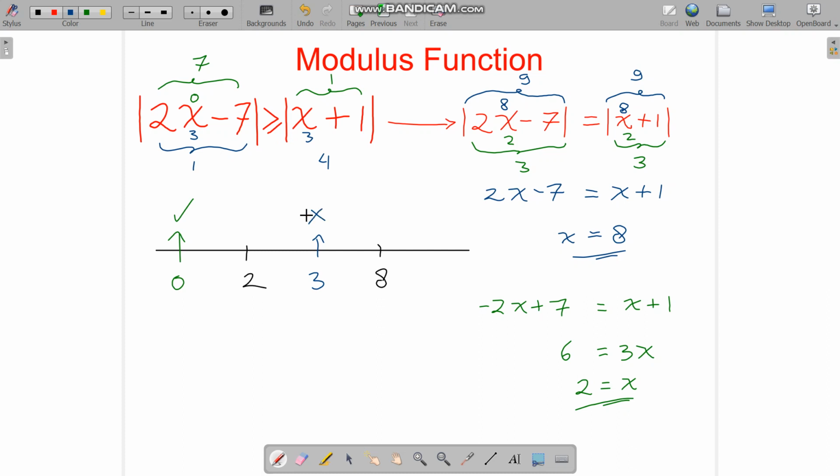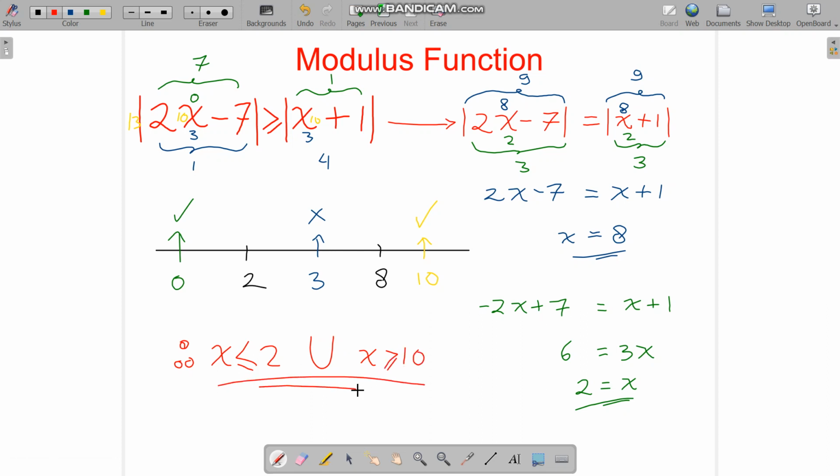And for bigger than 8 we can use, for example, 10. So you plug in 10, if the x is 10 we have 20 minus 7, 13. If the x is 10 we have 10 plus 1, 11. 13 is bigger than 11. Yes, it is bigger than 11, so we have this solution. Therefore x must be smaller than or equal to 2, we use the equal sign, or, that's a union sign, like a u, x is bigger than or equal to 8.